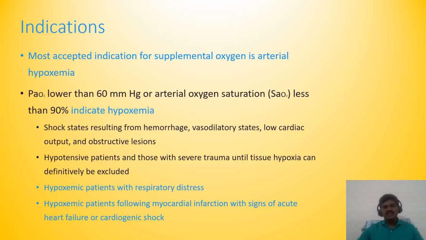So let's look at the indications for oxygen therapy. As all of you know, the most accepted indication for supplemental oxygen is arterial hypoxemia. A partial pressure of oxygen lower than 60 millimeters of mercury, or arterial oxygen saturation, SaO2, also called SpO2, which is measured at less than 90%, indicates hypoxemia.